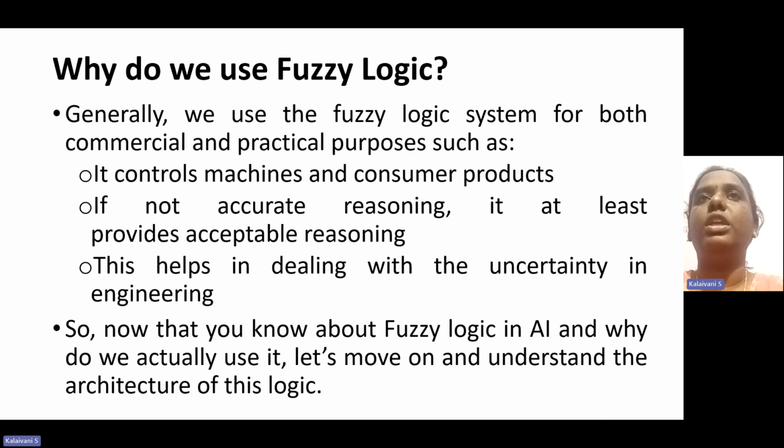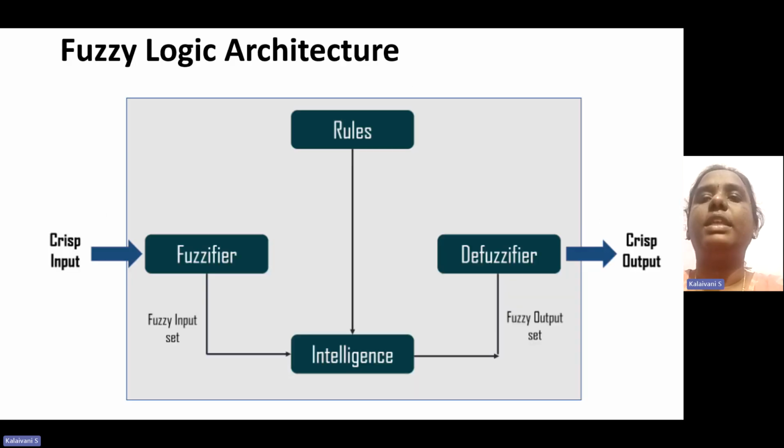Because most engineering concepts have to be dealt with under uncertainty, which means unclear data or partial data. So fuzzy logic majorly deals with the uncertainty in engineering. For these purposes we can go for the usage of fuzzy logic. So here is the architecture of fuzzy logic. Here you can see the four components. They are rules, fuzzifier, defuzzifier, and intelligence.